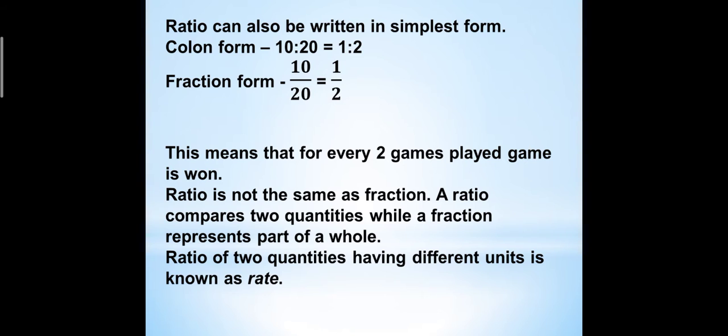Ratio can also be written in simplest form. So just like in fraction, we can simplify fraction. We can also simplify ratio. Okay, so in column form, we have 10 is to 20. In fraction form, we have 10 over 20, di ba? So, to write ratio in simplest form, we need to identify first its common factor. So, what is the common factor of 10 and 20?